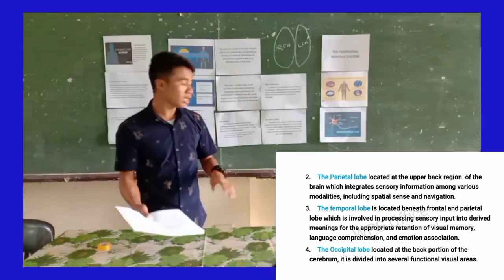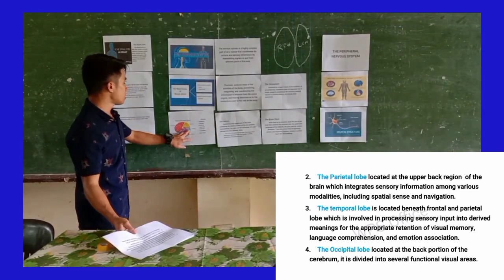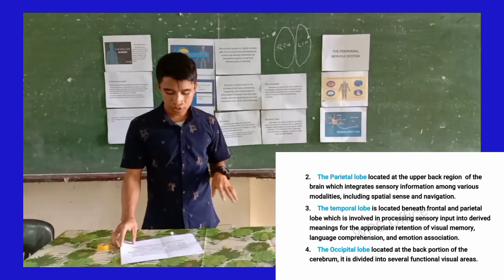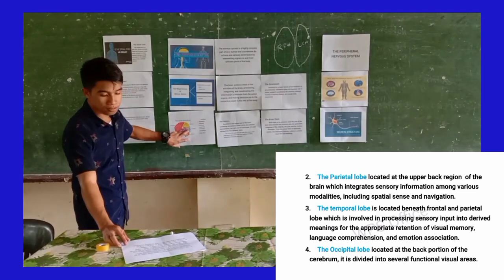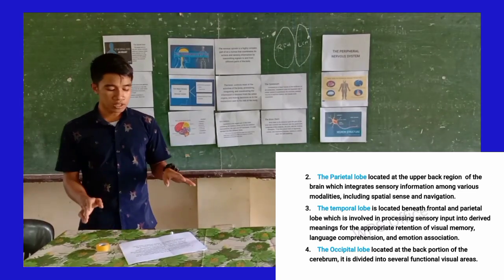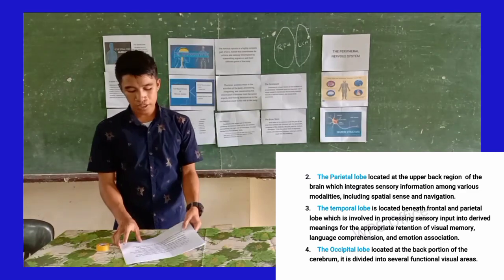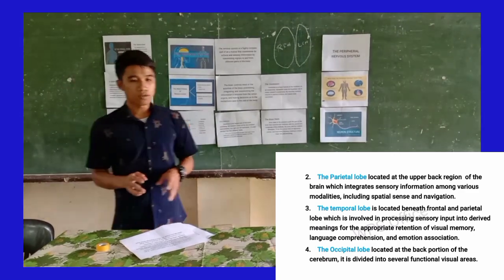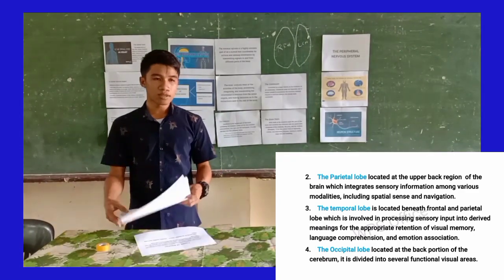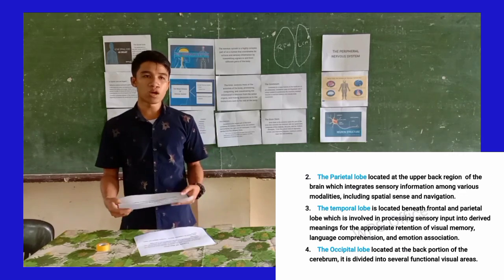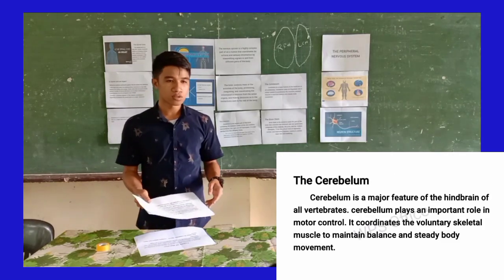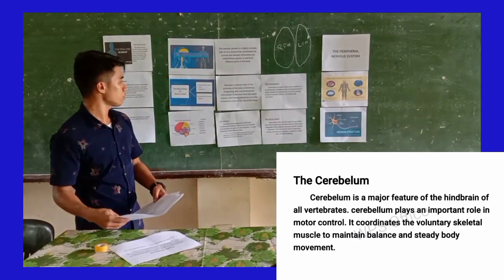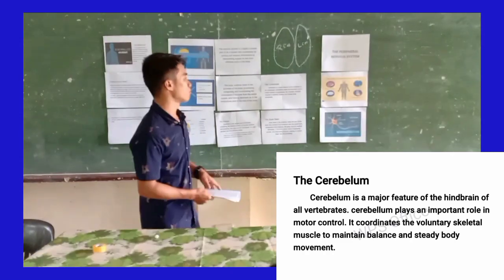So that's it. And the next lobe is the occipital lobe. The occipital lobe is located at the back portion of the cerebrum, here. So it is divided into several visual areas. So it means that it is responsible for our sense of sight. So that is the work of the occipital lobe. So let's proceed to the cerebellum.